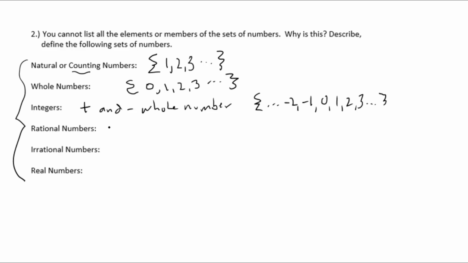The rational number is any number that can be written as a fraction. Like, 1/2. Even 3 can be written as a fraction, 3/1. Irrational numbers cannot be written as a fraction. And real numbers are any number on the number line, so that includes all these numbers because they're all on the number line.